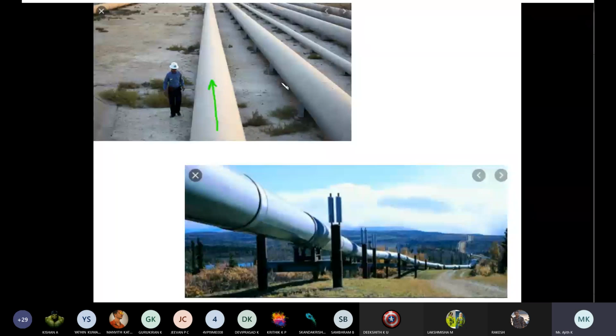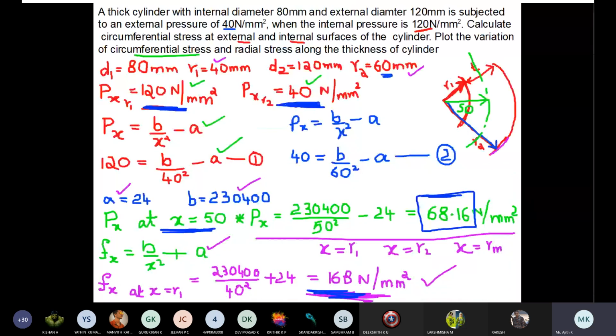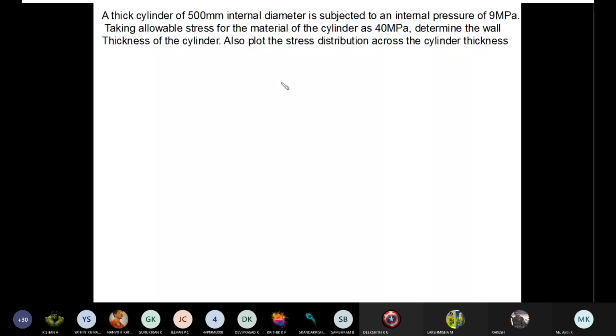So from outside, all the pipeline will be working properly, its condition will be looking perfect, but there is a possibility of an internal crack, and to inspect that, they will pass one camera through all these pipelines and check for the presence of an internal crack. So we'll solve one last problem, then we'll wind up.